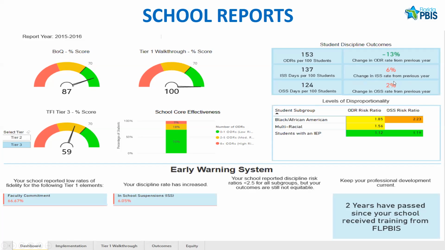Up to the right over here, you can see that there are changes in their ODR, ISS, or OSS rates from year to year. And so those can also serve as an indicator for the schools to decide whether or not they need to adjust their priorities in one of these particular sources of data. And this graph here is just a screenshot of a summary of where that school stands right now with regards to risk ratios or disproportionality or equity concerns.